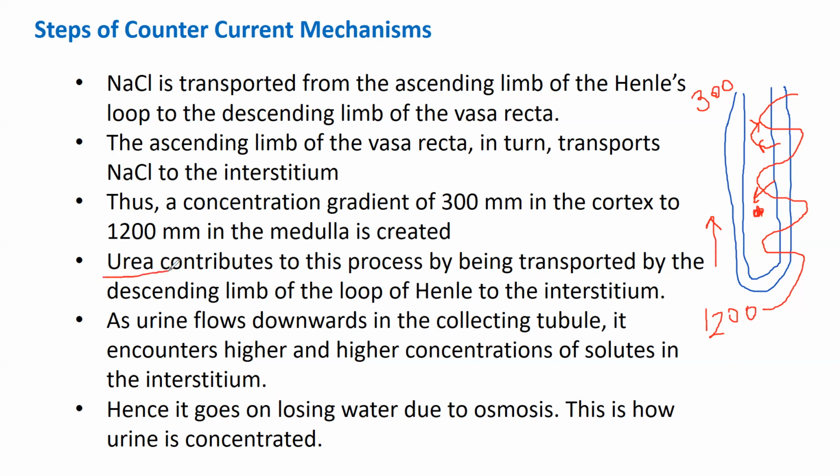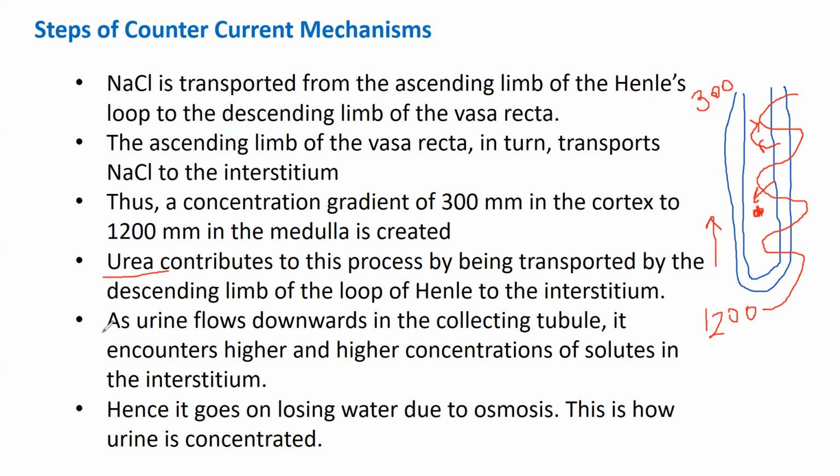So from where does urea come? There are two places from where the urea comes. First, it is being transported by the descending loop of Henle to the interstitium. So the salt which I am talking about consists of sodium chloride as well as the urea. At the same time, a very small amount of urea is also transported from the collecting duct. Because you see, the loop of Henle goes to the distal convoluted tubule, then it will go to the collecting duct, right? So from the collecting duct, a very small amount of urea comes. So there are two sources of urea. One, the descending loop of Henle to the interstitium. And second, the collecting duct.